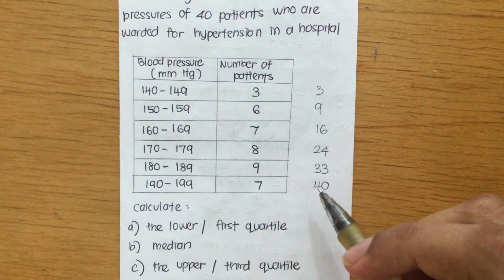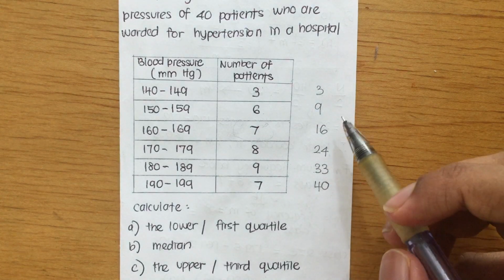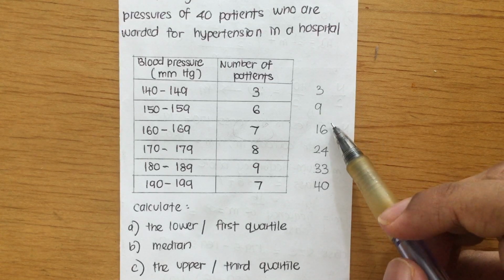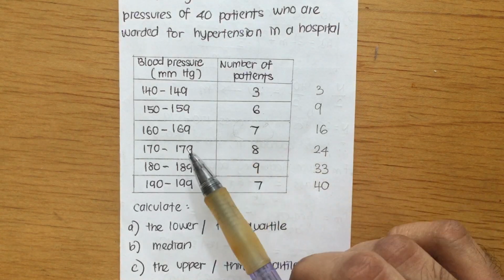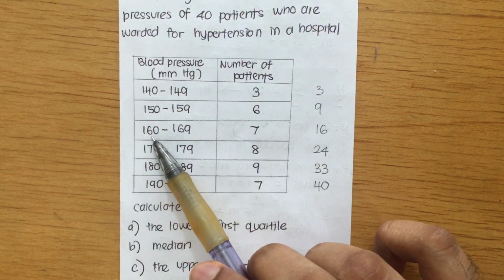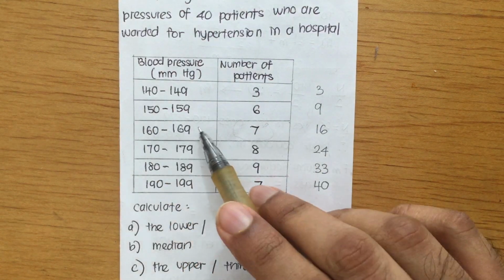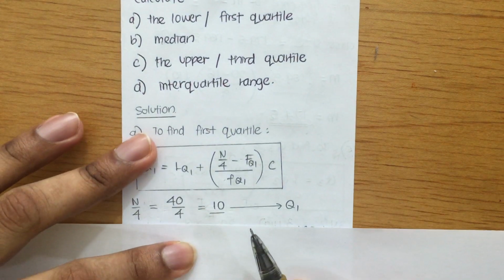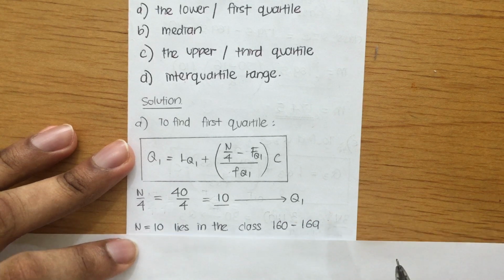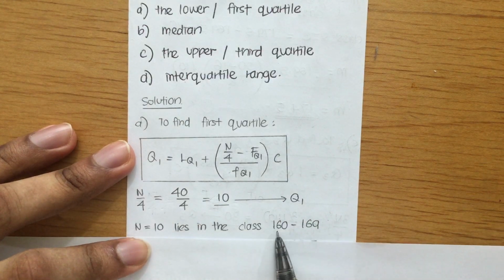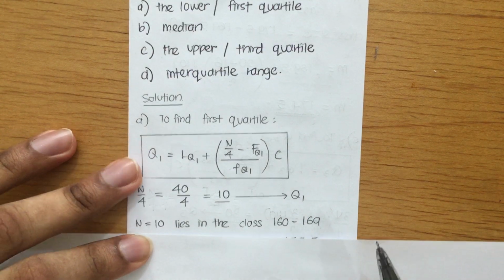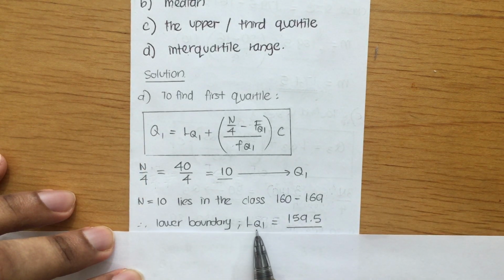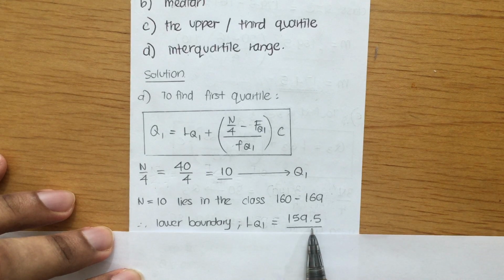Okay, but then we need to find the first quartile value. So our first quartile value must be 10. In this case, the 10 value lies in the third class guys, I mean in the class of 160 to 169. That means this will be our Q1 class over here. So N over 4 equals 10 lies in the class 160 to 169. So proceed. In this case, our lower boundary LQ1 is equals to 159.5 guys.